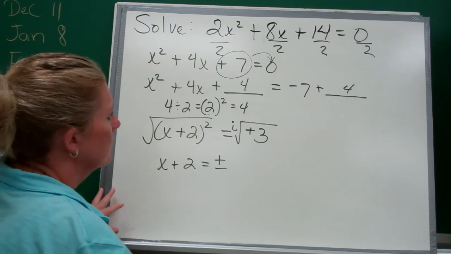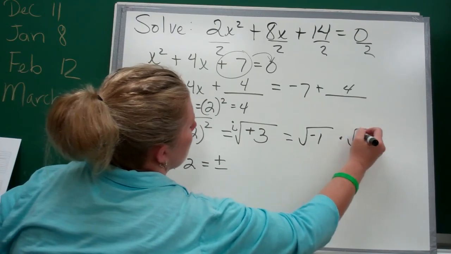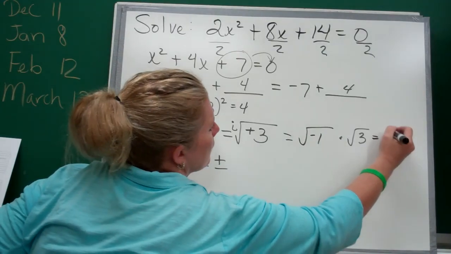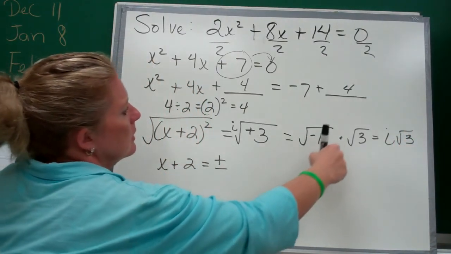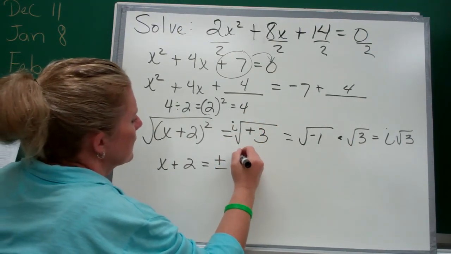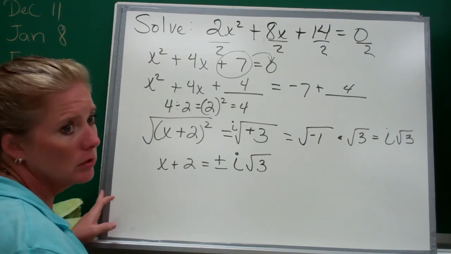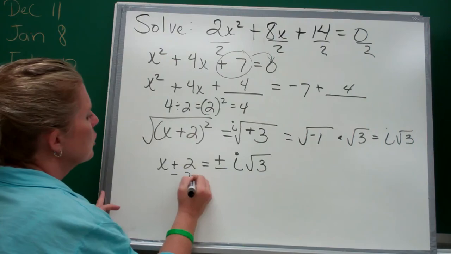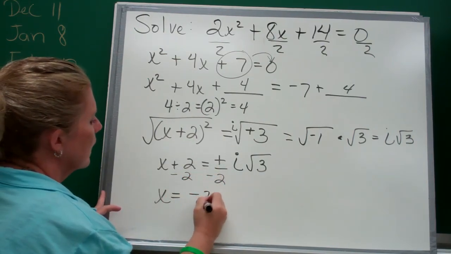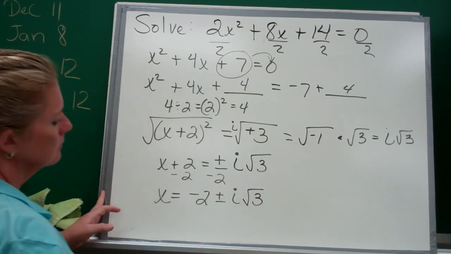That was the shortcut. The reason that works is because the square root of negative 1 times the square root of 3. The square root of negative 1 is i. Okay, so this is why this is my shortcut. So plus or minus i square root of 3. We have a complex number. Well, all numbers are complex. Then subtract 2. X equals, put the real part first. Negative 2 plus or minus i square root of 3.